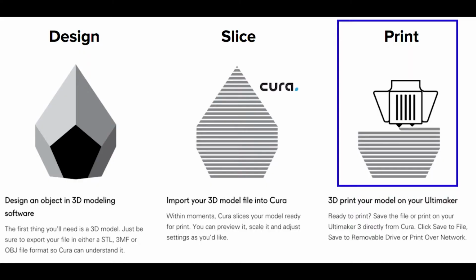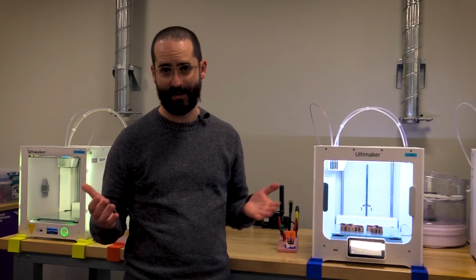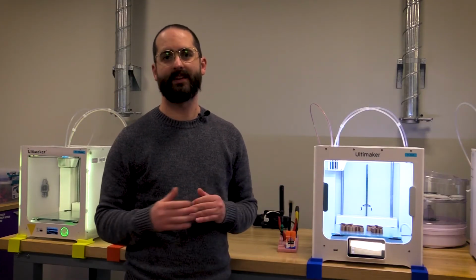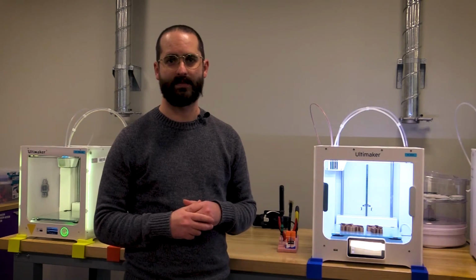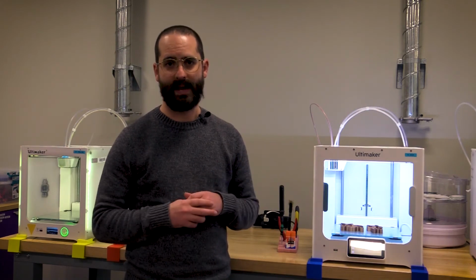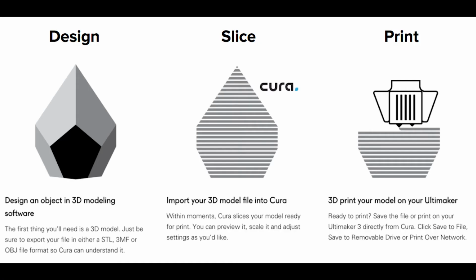Finally, in step three, we send the sliced file to the 3D printer, where it prints one layer at a time. We'll go into more detail about how the 3D printer works in the next video. But first, let's recap. There are three stages to 3D printing. The first one is to find or make a 3D object file. The second is to slice the object file. And the third is to actually print the file using the 3D printer.